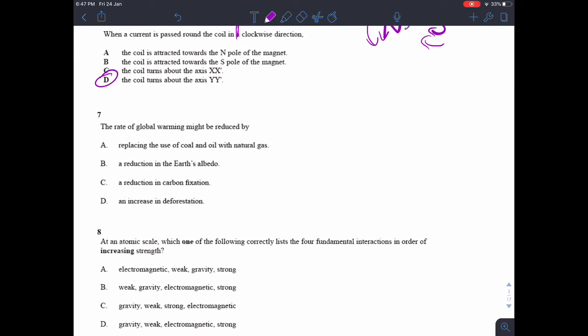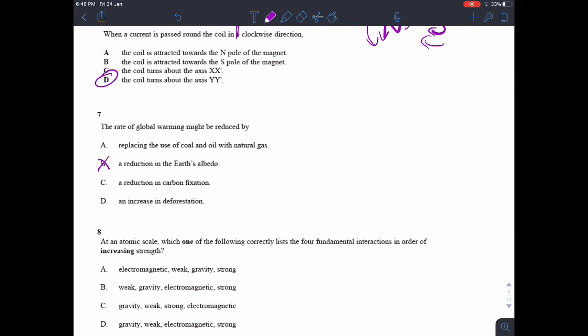Question 7, the rate of global warming. Well, this is more of a memory question. There's not really many calculations to do for this one, but the rate of global warming might be reduced by reduction in the Earth's albedo. Albedo is how much it's reflecting the incident radiation. So if it's reflecting less, then that's going to increase the rate of global warming.